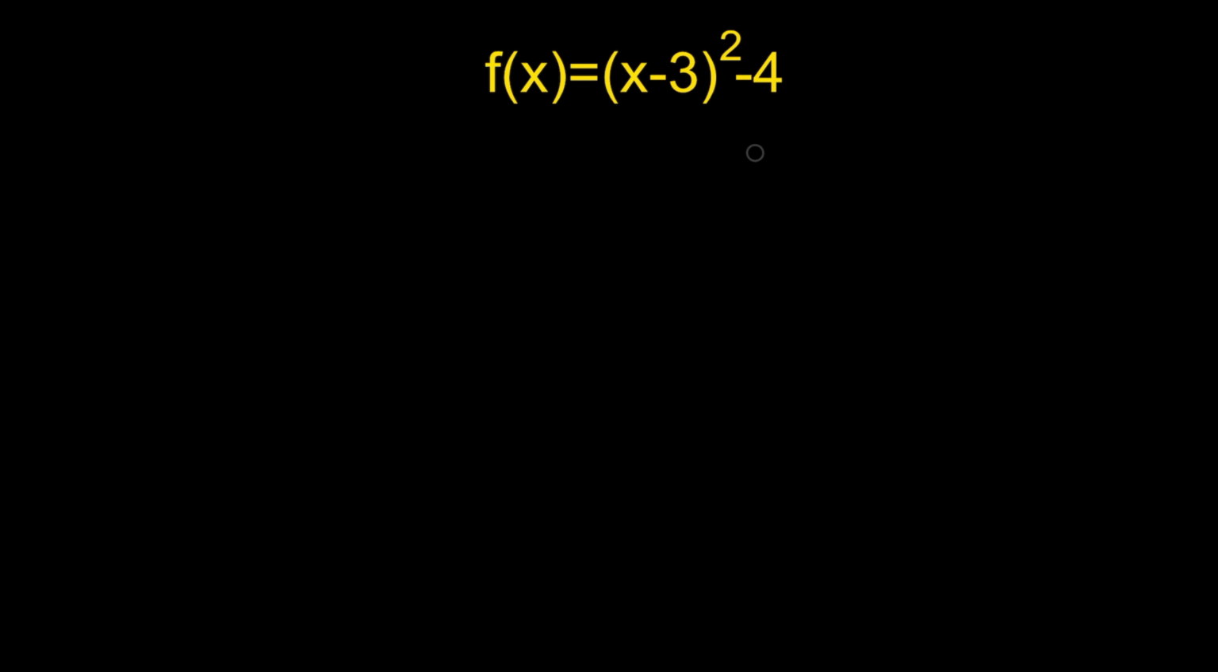Here we have a quadratic function. Now we're going to analyze this function and use the information we find to graph the function, which is going to be a parabola. Now this function is in vertex form, so there's no need to convert it from standard form over to vertex form. All that work has been done for us.